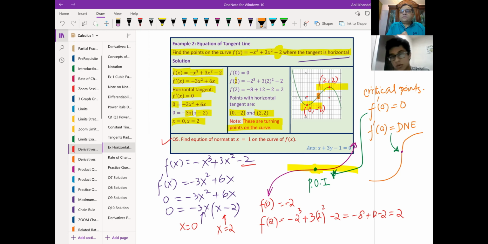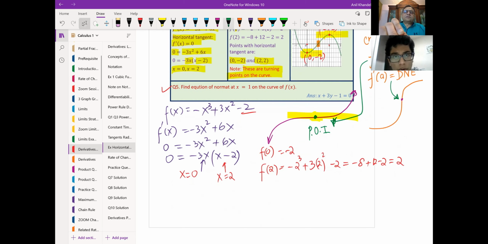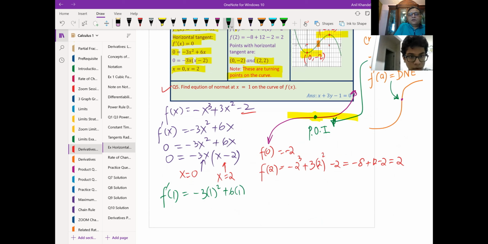x equals 1 is here. How will you find the equation of the normal at x equals 1? You would just plug the 1 back in. Yes. The derivative is given to you. Just plug in 1 here. So minus 1 squared, right? Plus 6 times 1, which is minus 3 plus 6, correct? Which is plus 3, correct? So that becomes the slope.